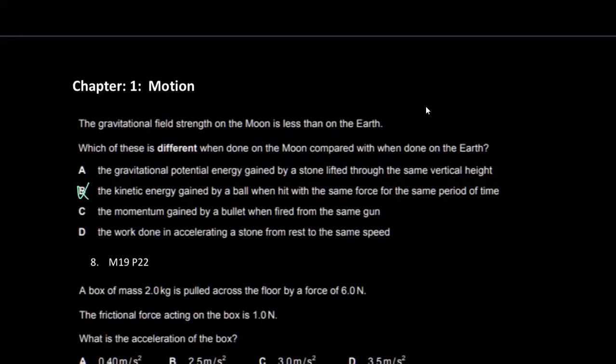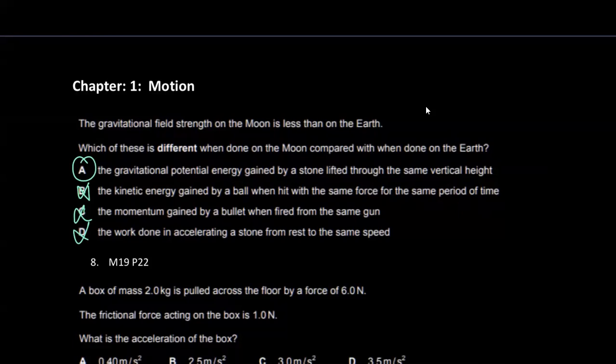No, this cannot be different. But this is going to be the same, okay? The momentum gained by a bullet when fired from the same gun, same. The work done in accelerating a stone from rest to the same speed, same. So, guys, the only thing that's going to be different is going to be A. Now, why did I still read all of those? Because whenever the answer is A, all of those will be wrong, but we still have to know why they're wrong. So, A is the answer.